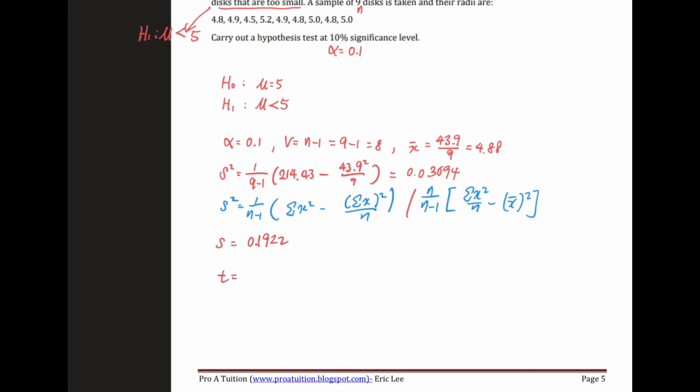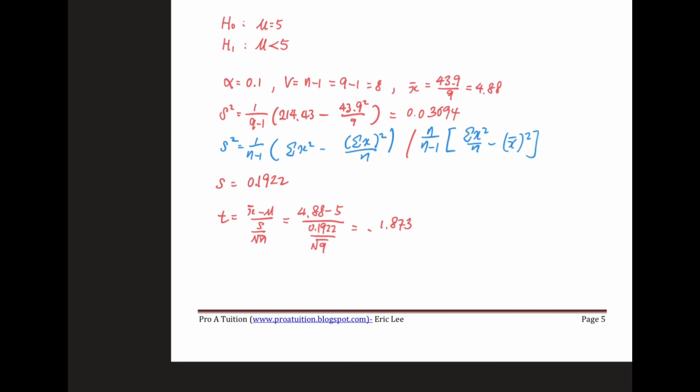T equal to, okay, I write down the formula again first. The formula for the test statistic, x bar minus mu over s over square root n. So we use this formula. So we get 4.88 minus 5 over 0.1922 over square root of 9. Square root of 9. Okay, then we count this. We get negative 1.873. Okay, so this is called the test statistic, and we have degree of freedom 8.